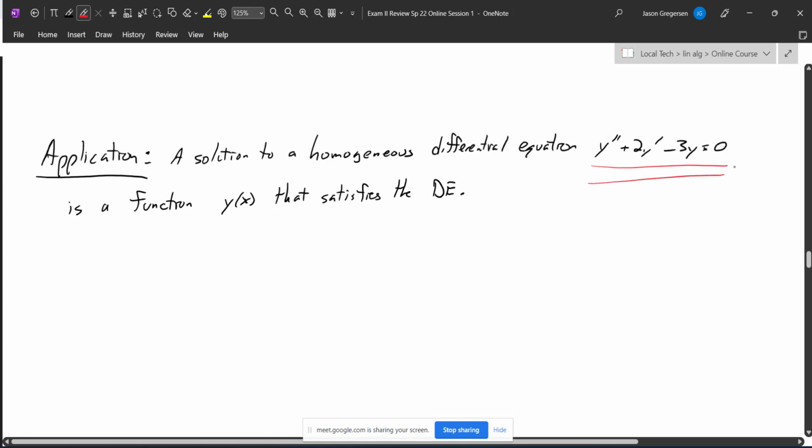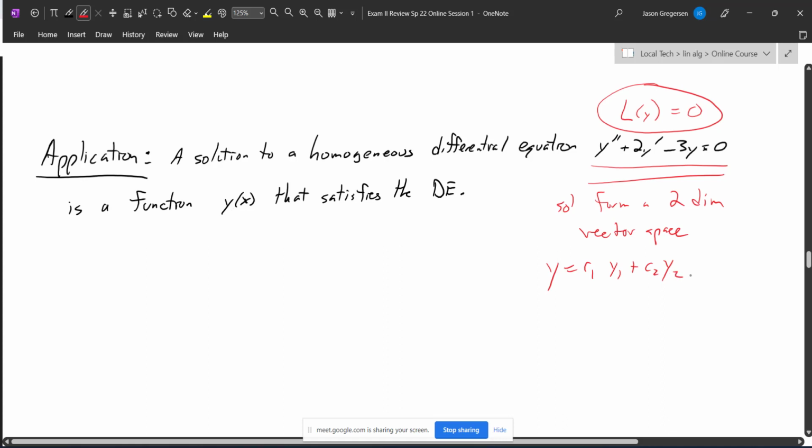Now, it turns out in that class, we'll learn how to rewrite a differential equation by using a linear operator. And so we can really rewrite a differential equation as essentially a homogeneous linear transformation, which means the solutions will form a vector space. In this case, the solutions form a 2-dimensional vector space, which means any solution should be able to be represented as a linear combination of its 2 basis vectors.